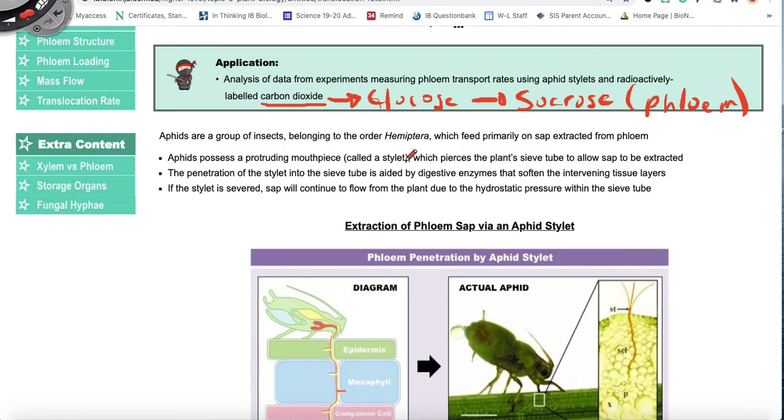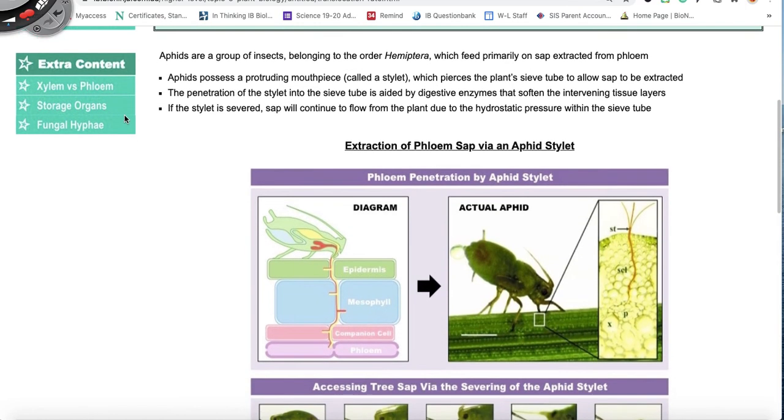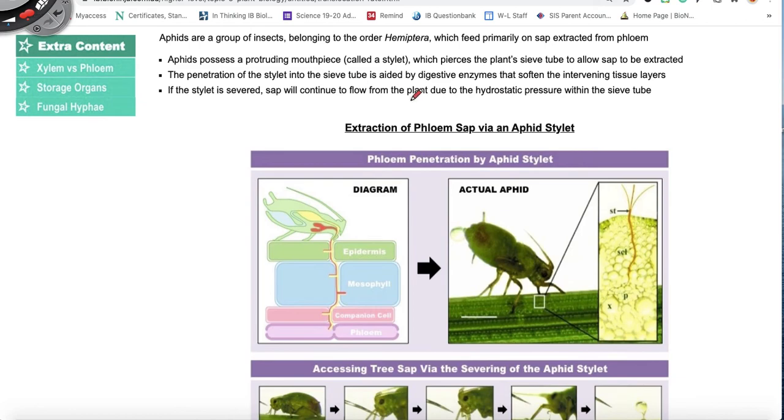And you're going to use insects called aphids to measure the rate of that sap that's flowing. So let's start one step at a time here. So what are aphids? Here's a picture of the actual insect. They're a group of insects belonging to the order Hemiptera, which feed primarily on sap extracted from phloem. If you look at a close-up of the aphid, notice that they have a protruding mouthpiece called a stylet. So it's this little mouthpiece right here, and it pierces the plant's seed tubes to allow sap to be extracted.